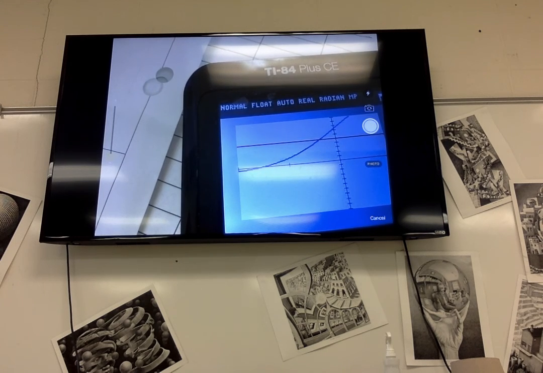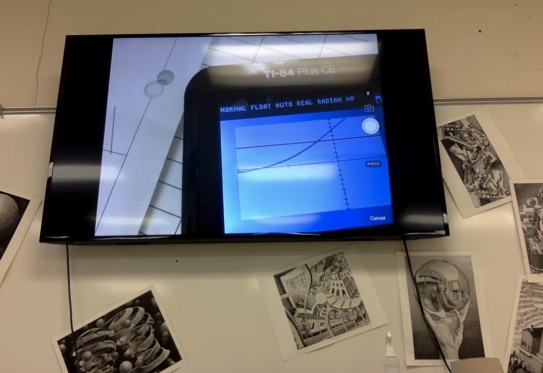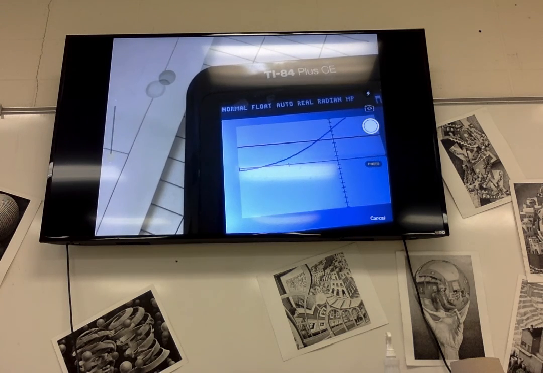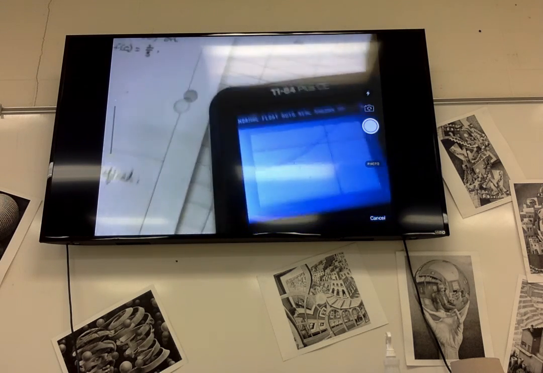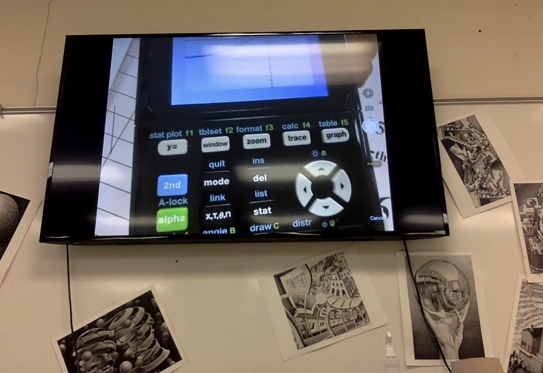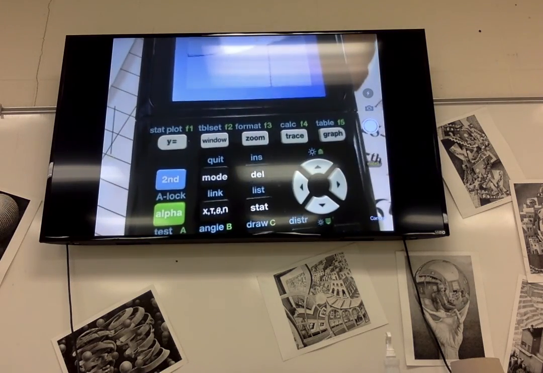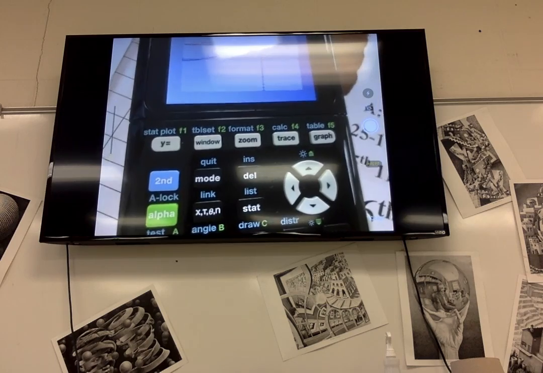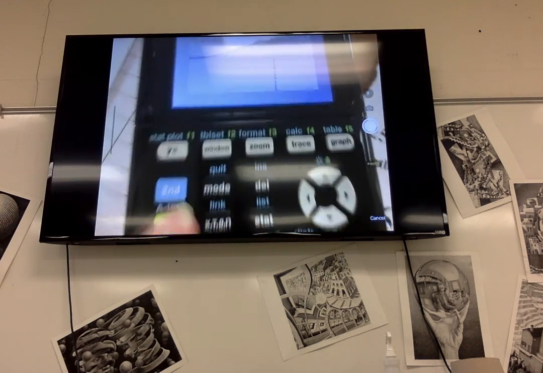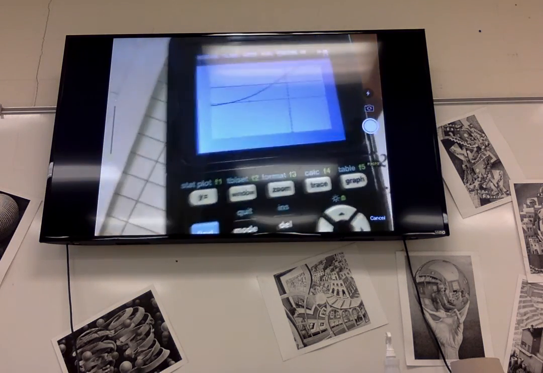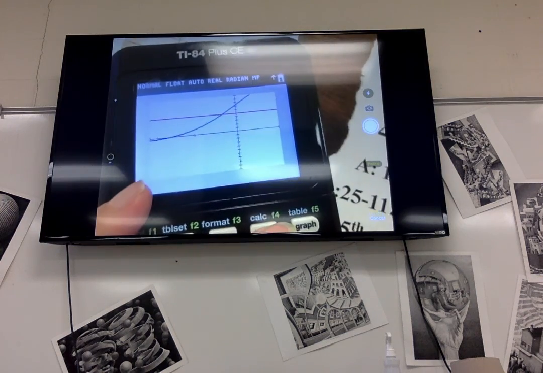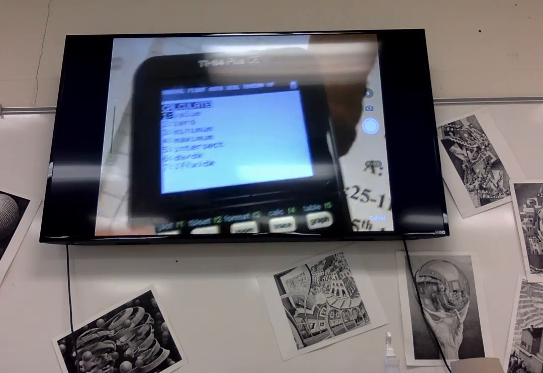So point. No, we got to find exactly where they cross. How do we do that? Here's how we do it. Make the little dot thing. We do, where is it? Second and the trace button where it says calculate. I'm guessing it's going to be 0.37.